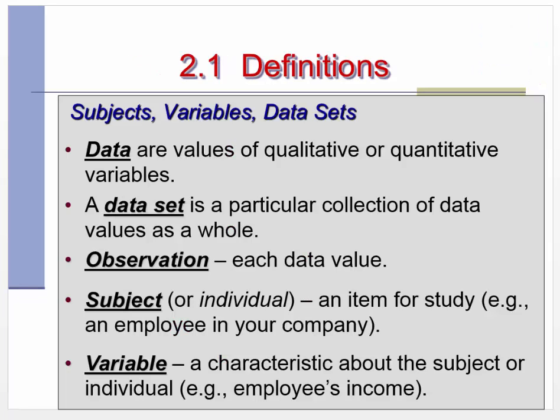What is data? Data are values of qualitative or quantitative variables. A data set is a particular collection of data values as a whole. Observation refers to each data value. A subject or an individual is an item for study, for example, an employee in a company. Variables refer to a characteristic about the subject or individual that we want to study. An employee's income is a variable. So are the employee's age, gender, and education level.